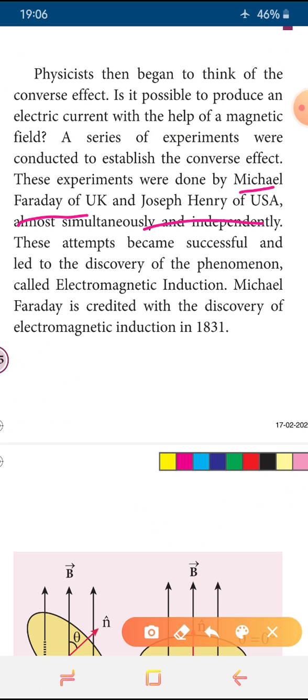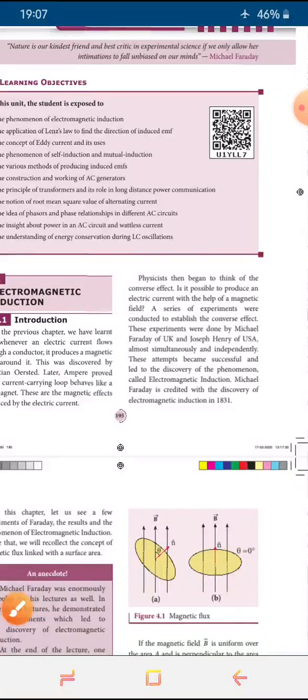but in reverse order. What is the reverse order? Oersted said that by flowing electric current through a conductor, a magnetic field is produced. They did exactly the reverse: using the magnetic field we can produce the electric current too. This is the experiment which was explained by Faraday. In this unit we are going to see about that.